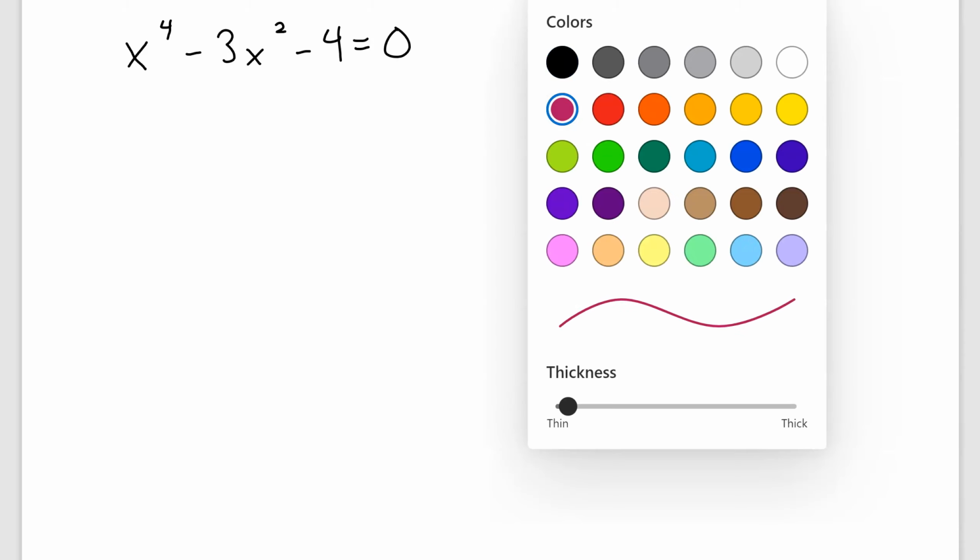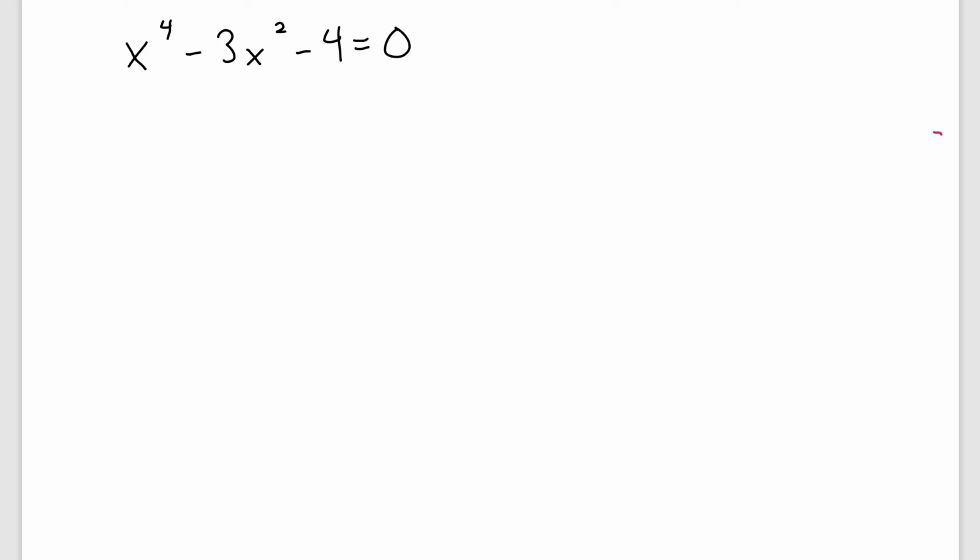Let's look at some examples in which we need to solve using substitution of quadratic equations. So let's look at the equation x to the fourth minus 3x squared minus 4 is equal to 0. This one, we could factor it the way it's written.